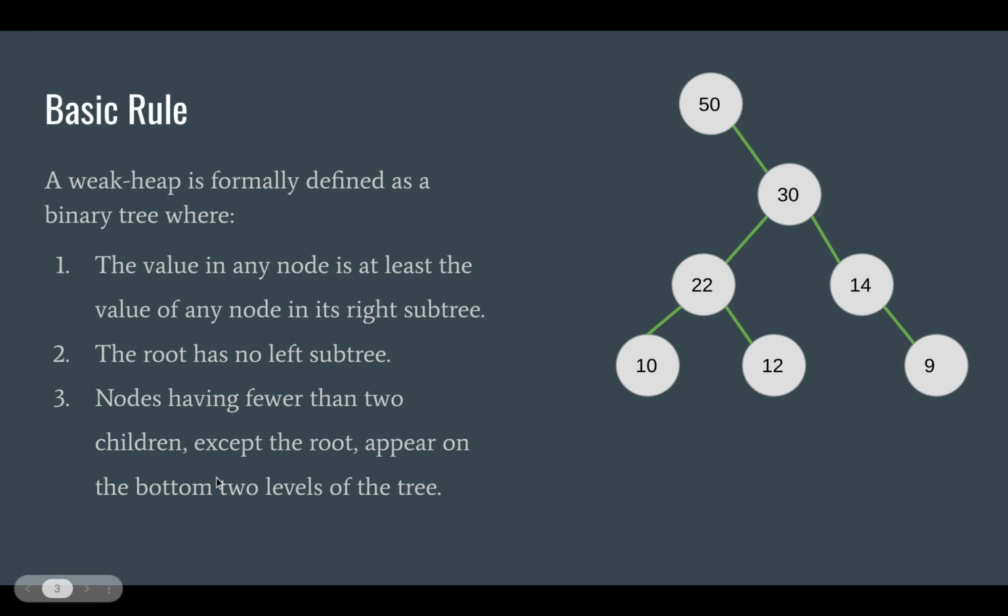The third rule is nodes having fewer than two children appear on the bottom two levels of the tree, except the root. So here you can see that the nodes that have only one child are situated in the bottom two levels. And the weak heap actually follows the structure of a binary tree.